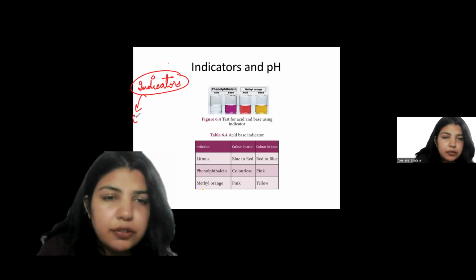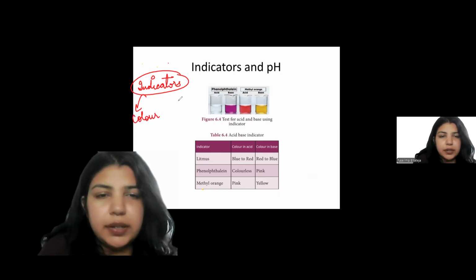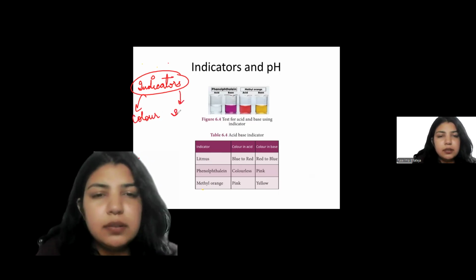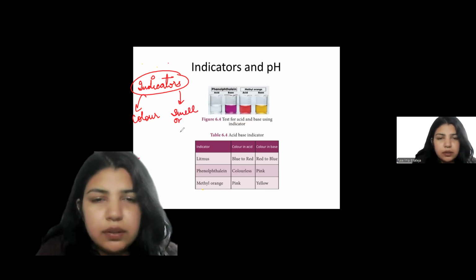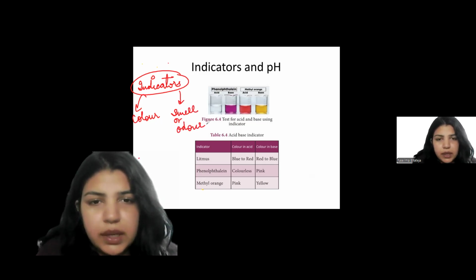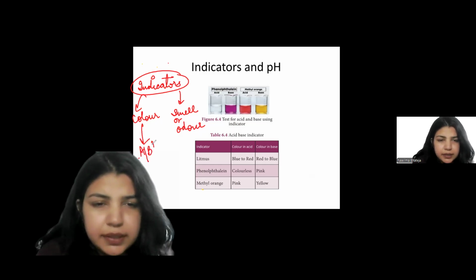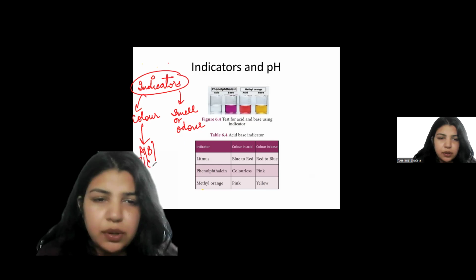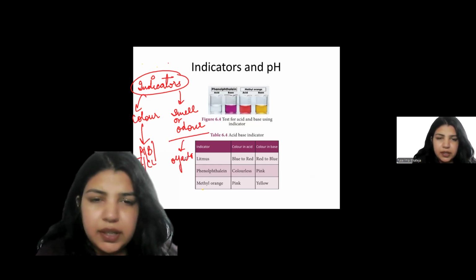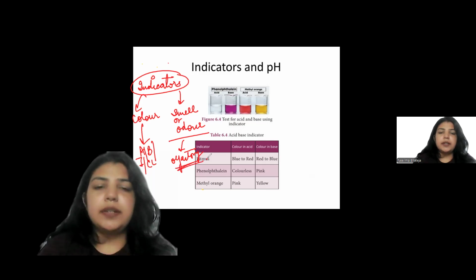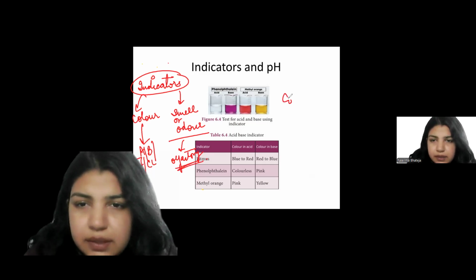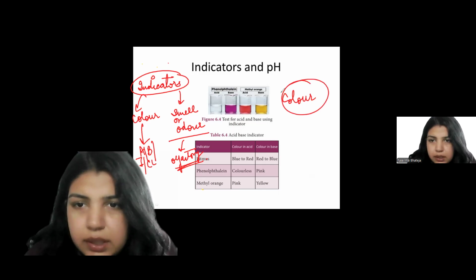The indicators are of two types. The first is the color indicator. The second will be a smell or odor indicator. Color indicators are known as acid-base indicators, simply indicators, or color indicators. Smell indicators are known as olfactory indicators. So let's do color indicators first.